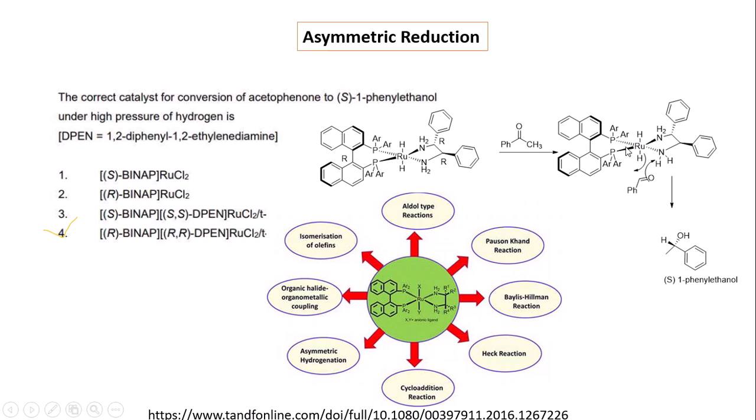In case of, to get the S 1-phenyl ethanol, we must take the RR diamine ruthenium chloride substrate, and this can be followed by the following reaction, where the hydride ion is shifted from one face, that is the top face, and the OH group comes to the bottom face, and we get the S 1-phenyl ethanol. And this type of complex can be used for different types of chemical reactions for the asymmetric version, that is the Aldol reaction, Pauson-Khand reaction, Diels-Alder reaction, Heck reaction, cycloaddition reaction, etc.